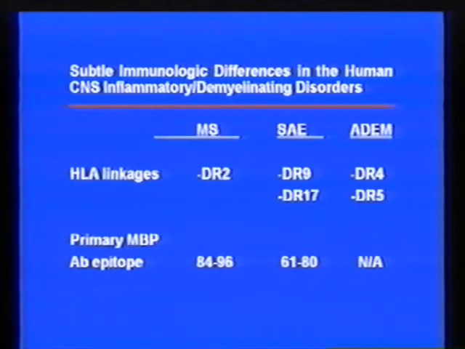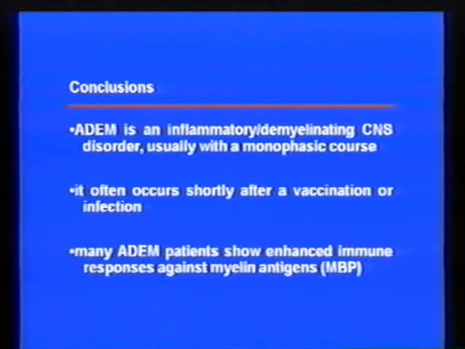Now, I don't mean to suggest that they're all the same. I told you that SAE is linked to HLA-DR9 and DR17. ADEM in one study has been linked to HLA-DR4 and DR5. Multiple sclerosis in a Caucasian population has been linked to HLA-DR2. So I think there are subtle immunological differences here, which may help to account for some of the clinical and pathological differences between these disorders. But nevertheless, all of these data suggest it's driven by a T-cell response to myelin.